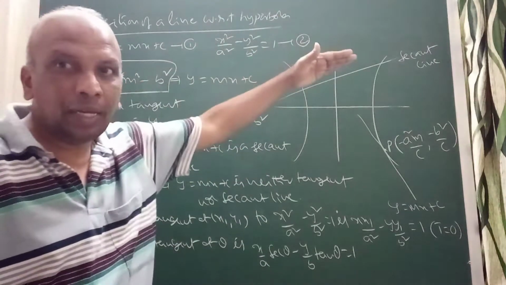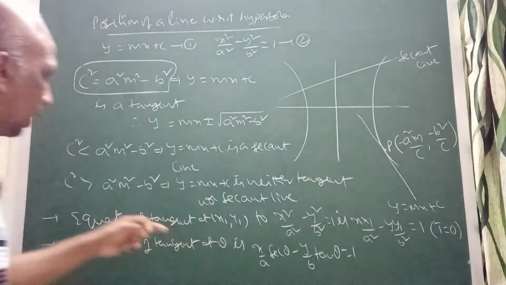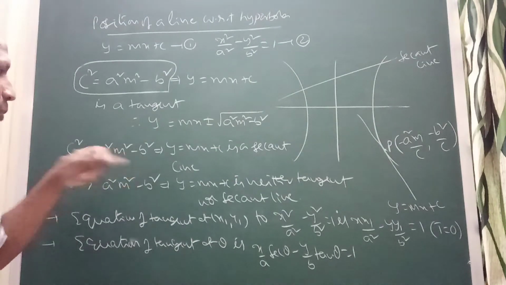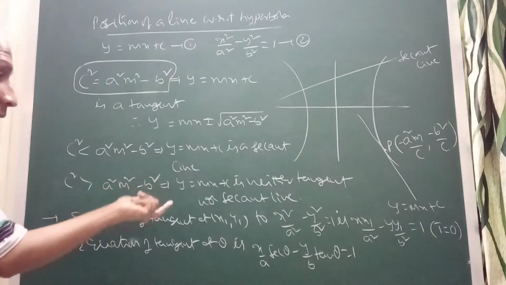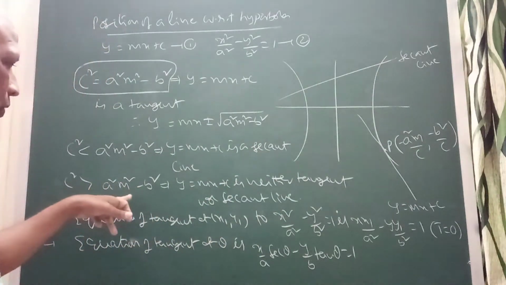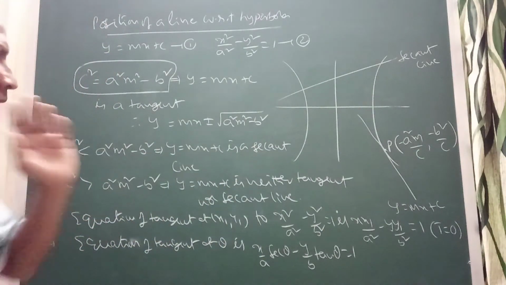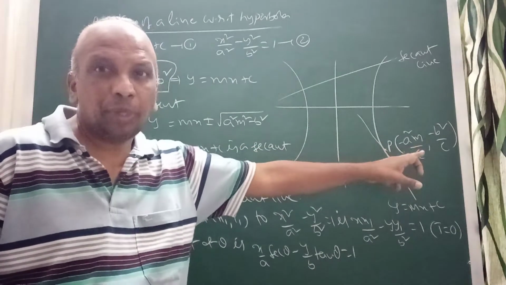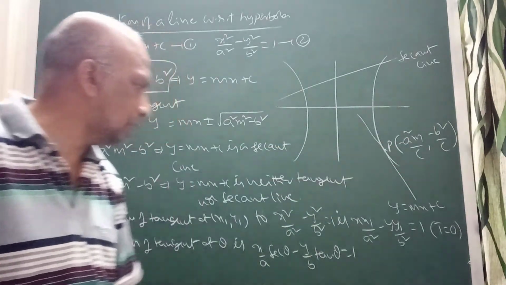If it is a secant line, it intersects at 2 points. In that case, c square is less than a square m square minus b square. If it neither intersects nor touches, it is not tangent and it is not secant. Then c square is greater than a square m square minus b square. The point of contact is minus a square by c, minus b square by c.